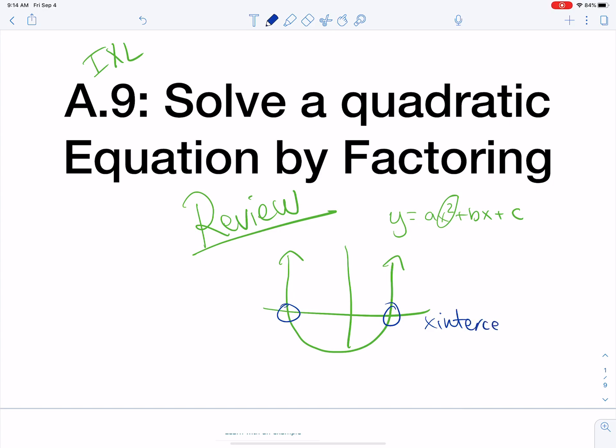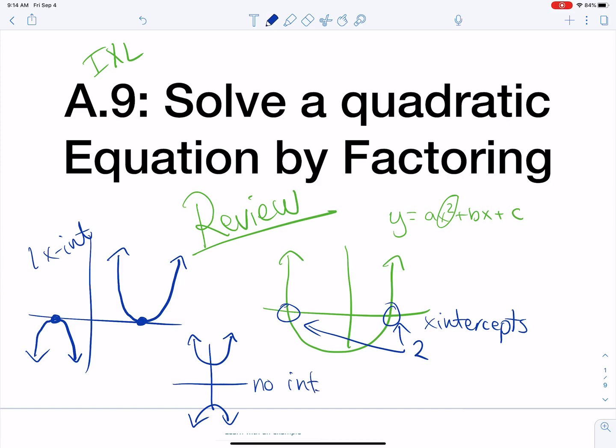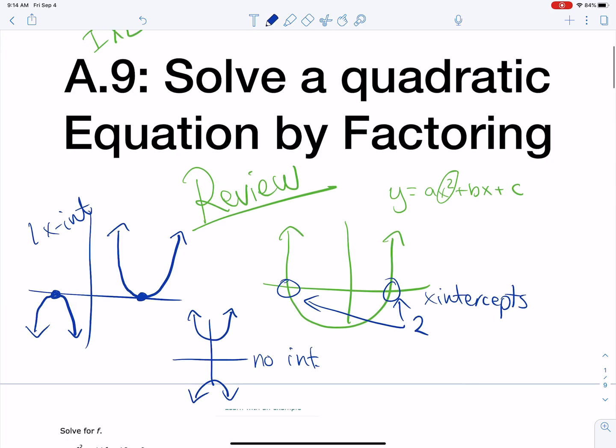Okay? Now, if you remember from algebra, you can have at most two x-intercepts, which we have here. You could have one x-intercept, and that's where the vertex of your parabola sits on your axis. It could be facing up or facing down. That's just one x-intercept. Or you could have no x-intercept, and that's where the parabola is not hitting the x-axis at all. Okay. So those are the three options, and we'll look at how to solve by factoring.